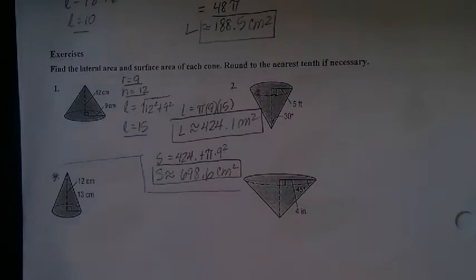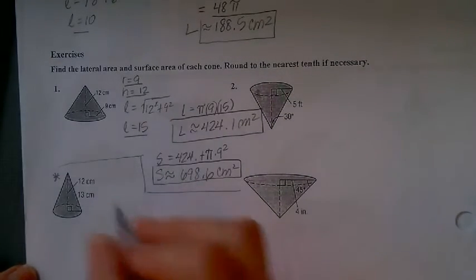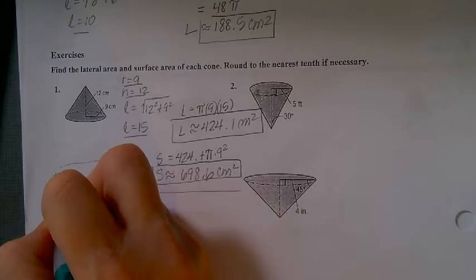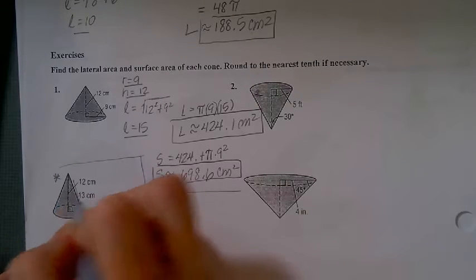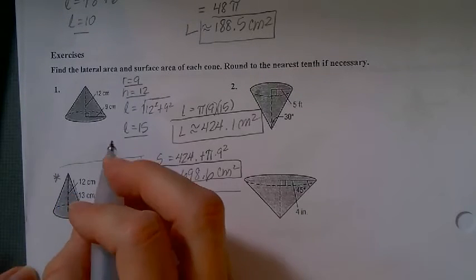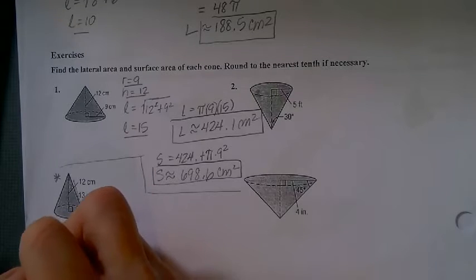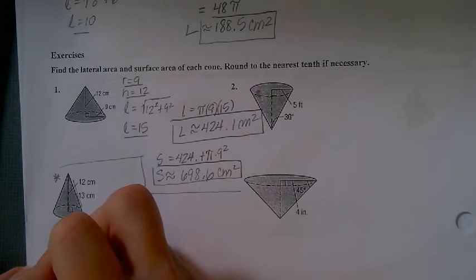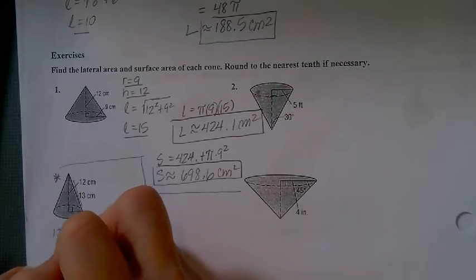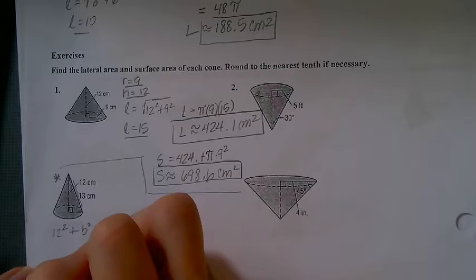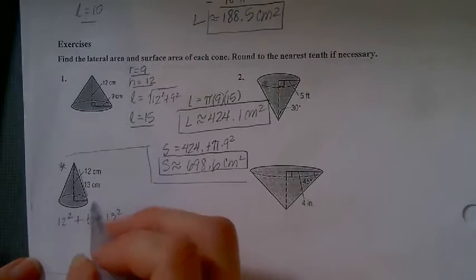Okay, let me just do it with you. So I have my height and my slant height, but I don't have my radius. So I use Pythagorean theorem, so I have 12 squared plus b squared equals 13 squared. You know, I like to kind of skip this process, but that's okay.